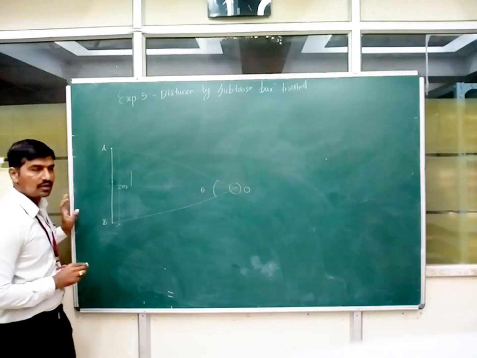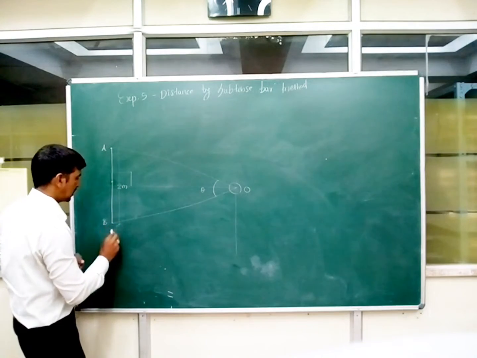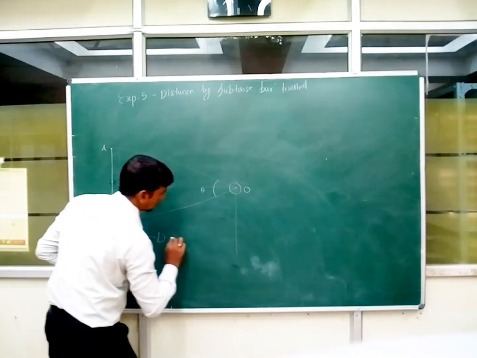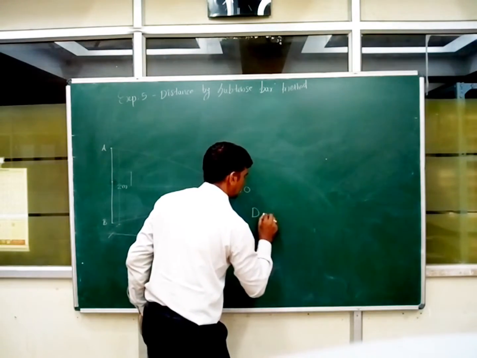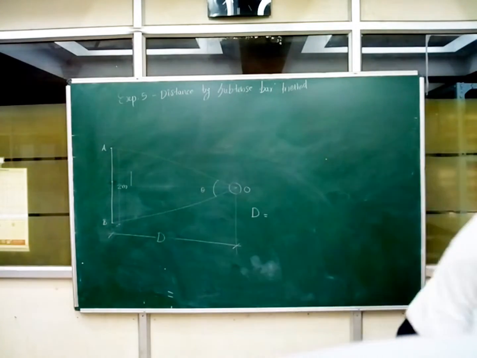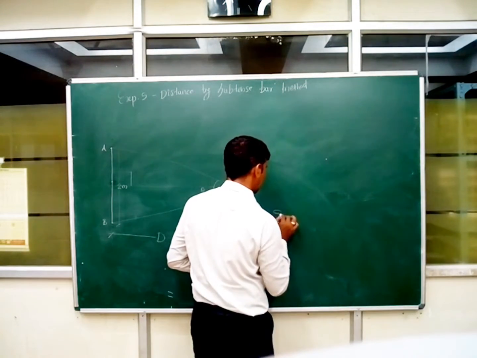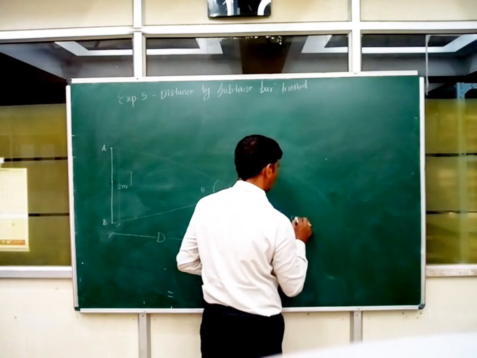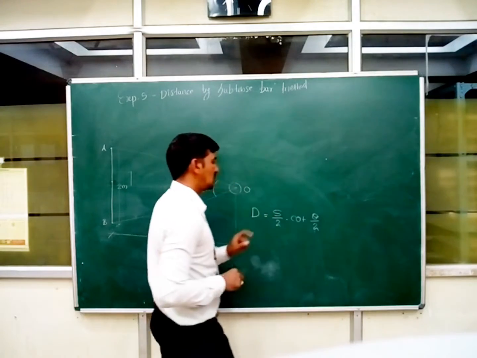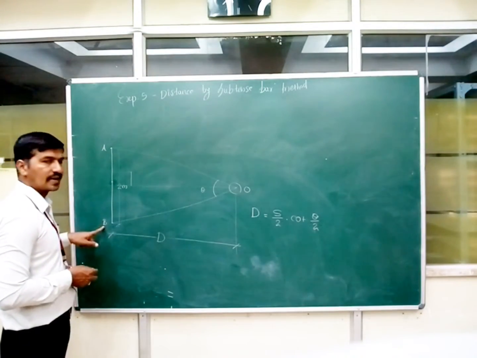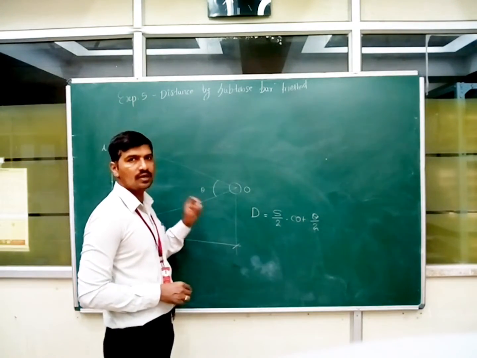exactly 90 degree. The formula to calculate the distance from this instrument to the substance bar, say it is capital D, is D equal to S upon 2 into cot theta upon 2, where S is nothing but the distance between the two targets, target A and target B, and theta is nothing but the angle.